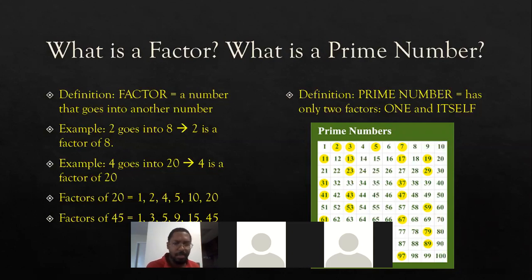A number like 3 does not go into 20, because if you say 20 divided by 3, you get a decimal. So we don't like that as much. When we say factors, we mean they go into it evenly. That's what we mean. Some factors of 45: 1, 3, 5, 9, 15, and 45. These are factors of 45. These go into 45. All right.